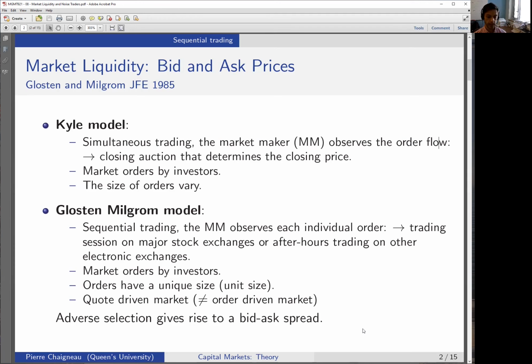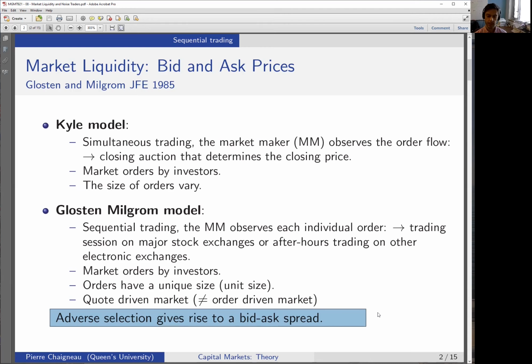And so an interesting lesson of this new model is adverse selection: the fact that there will be informed trading, and so the fact that the order, whether the investor is buying or selling the asset, is going to convey some information about the asset value. So that's what I mean by adverse selection. And that's going to give rise to a bid-ask spread.